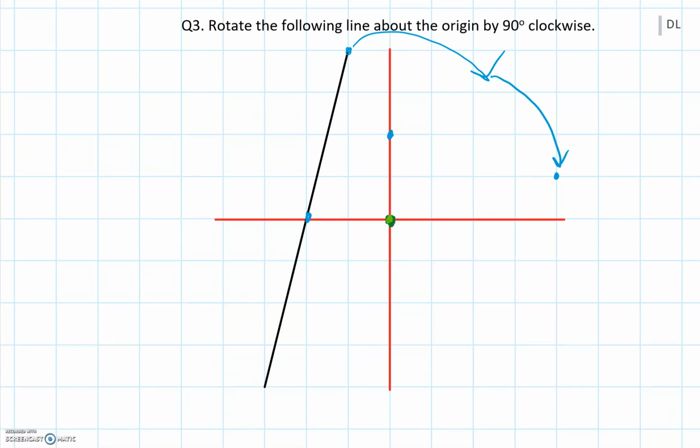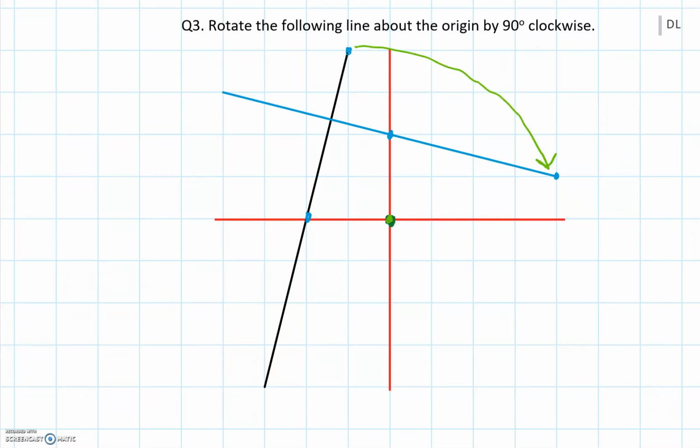So now we're going to have a line. Now I can actually draw a line. And it should look like that. Alright, so I was able to move this point here and this point here. All the points are moving 90 degrees clockwise around our origin.